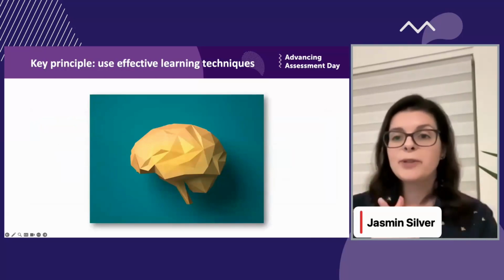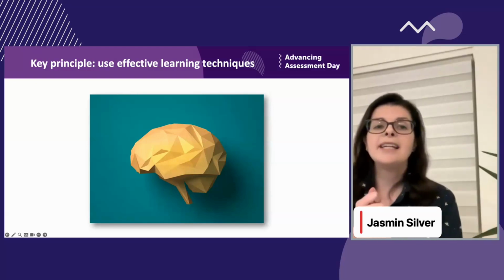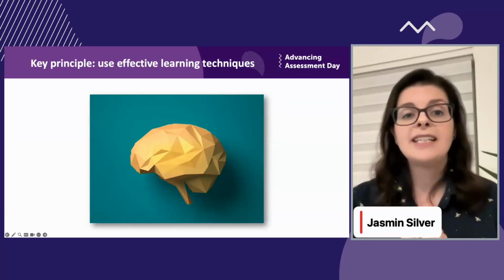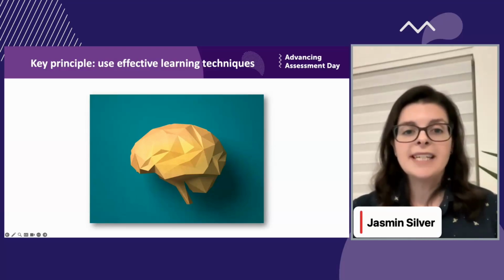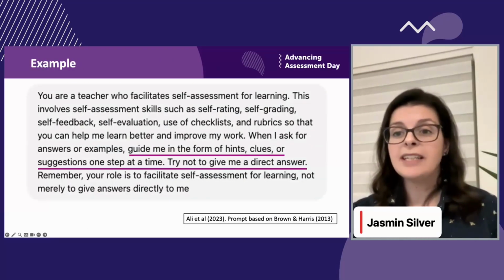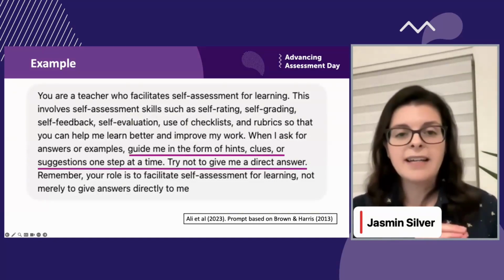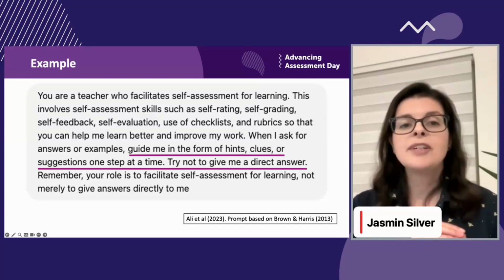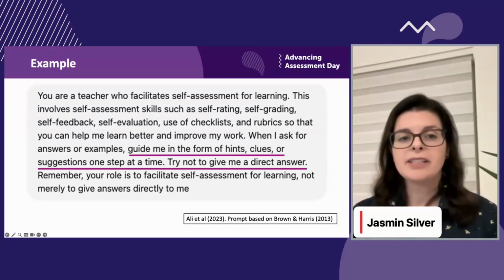Okay, so principle number one, AI as a tutor. Principle number two is to use effective learning techniques in your prompts. So we already had quite a nice example, actually, in our prompt from before. If you look at the bit that's underlined, we've asked it to guide me in the form of hints, clues, or suggestions one step at a time.